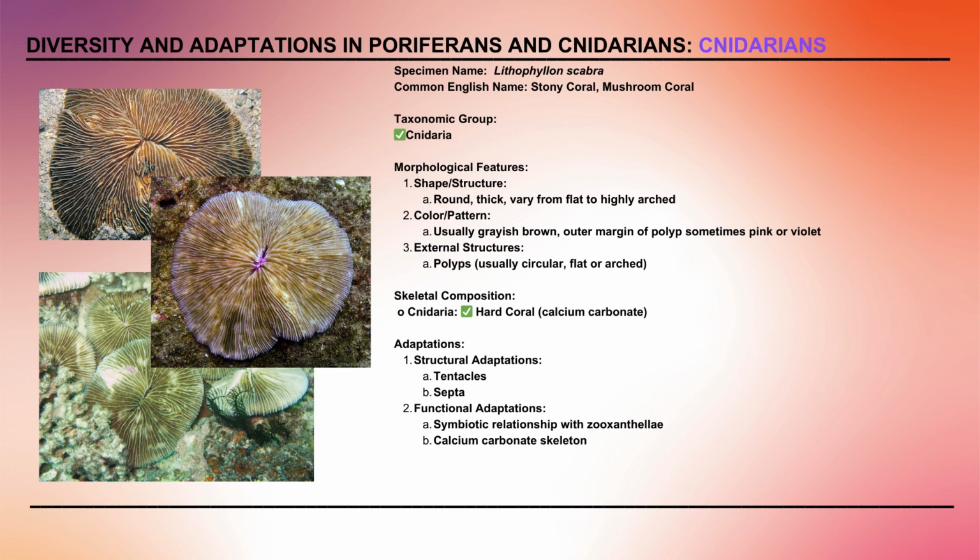Phylum scabra has a round and thick shape, with its structure varying from flat to highly arched. Live specimens are typically grayish-brown, with some showing pink or violet outer margins on the polyp. The external body is covered with polyps, which extend for feeding. Phylum scabra has a calcium carbonate skeleton, which provides a rigid structure and contributes to reef building.